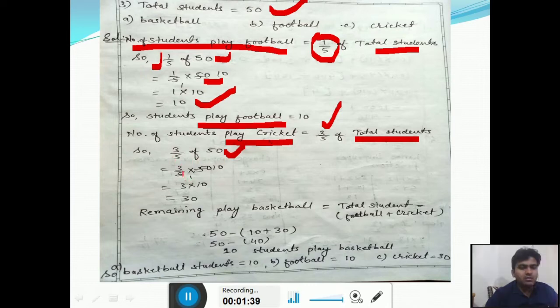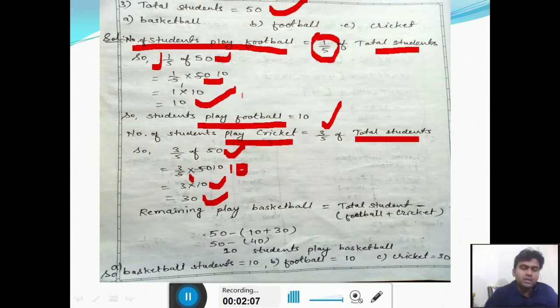So we got from here 3 upon 5. So 5 1s are 5 and 5 1s are 5 here and 0. In the numerator we are having 3 and 10. So 3 and 10 means 3 into 10, because between the numbers a multiplier sign is there. So 3 into 10 is 30. So we got the number of students who play cricket, that is 30.